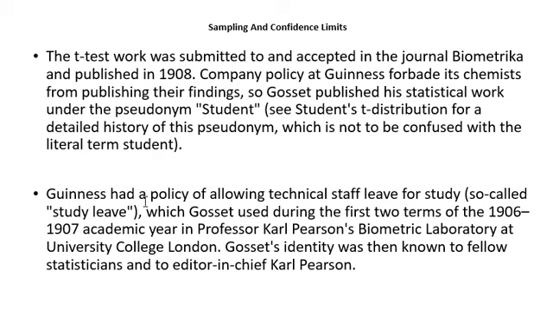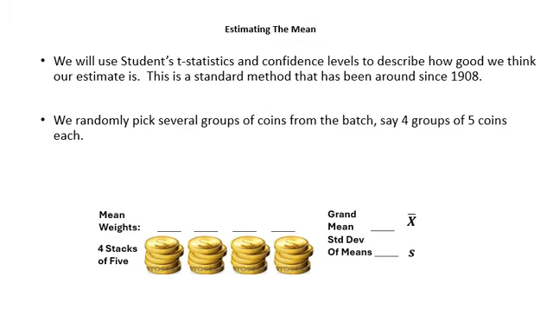They had a policy of allowing technical staff leave for study, called study leave. Sometimes professors also have a sabbatical study leave, which Gosset used during the first 2 terms of the 1906 to 1908 academic year, in Professor Karl Pearson's biometric laboratory at University College London. Gosset's identity was then known to fellow statisticians and to editor-in-chief Karl Pearson. Anyway, these are just for you to know a little about the t-distribution table history.